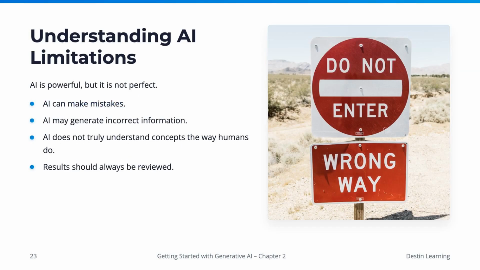Understanding AI limitations is paramount. While AI is undeniably powerful and continues to advance rapidly, it is important to remember that it is not perfect. AI can, and often does, make mistakes. It may generate incorrect information, sometimes with a confident tone that can be misleading. Crucially, AI does not truly understand concepts in the same way that humans do. Its understanding is based on statistical patterns and correlations. Therefore, any results generated by AI should always be carefully reviewed by a human expert.